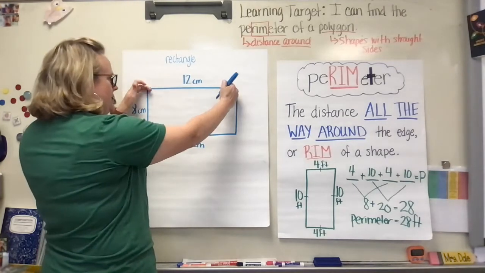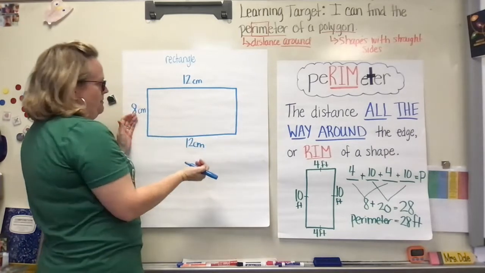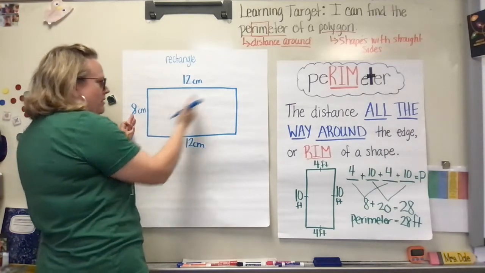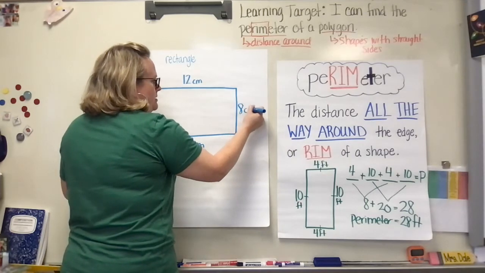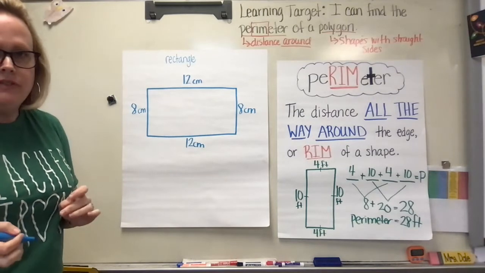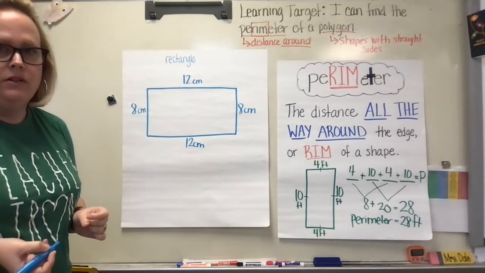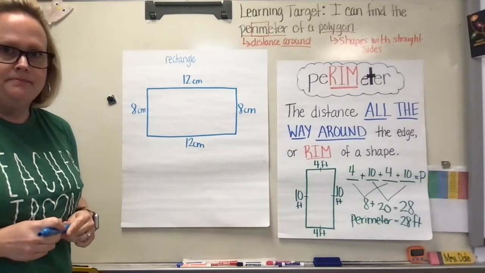On a rectangle, this side and this side are the same. And this side and this side are the same. So if this one's 8 centimeters, how long is this one? 8 centimeters. All right, I want you to pause the video and I want you to find the perimeter of this rectangle, the distance all the way around the rim or the edge of this rectangle, please.